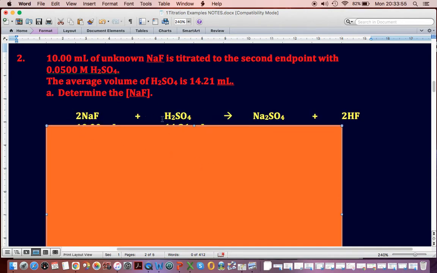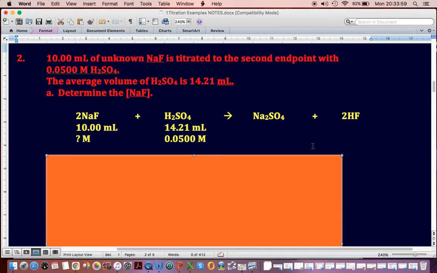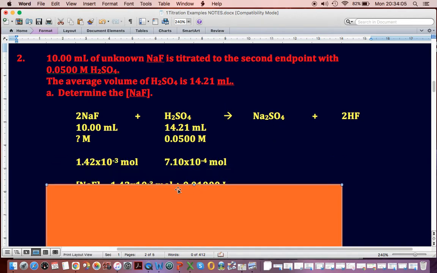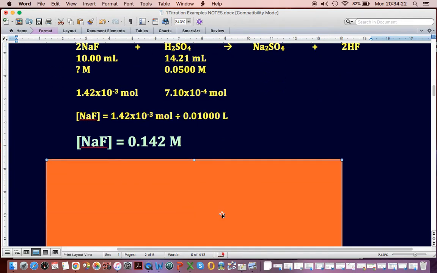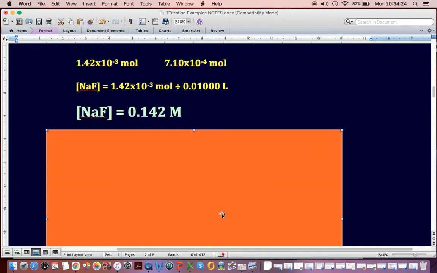In titrations, once we balance the chemical equation, we really don't care about the products. So here's our known volume, known concentration, that gives us our moles. And this time, once we have our moles, we multiply by 2/1, stoichiometry, so we double this. We divide by our volume, and our volume was conveniently 10.00 milliliters, which we put into liters, and we get 0.142 M.